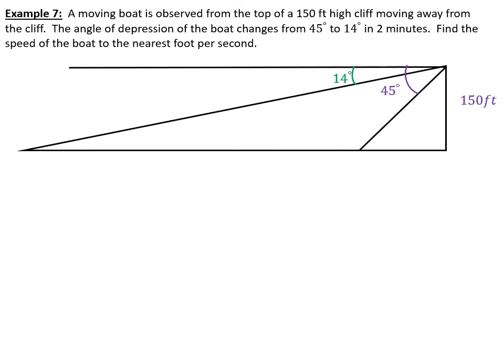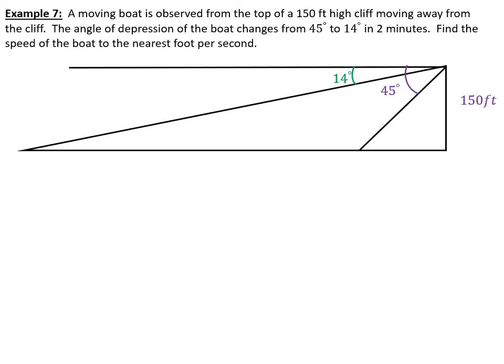Example 7, we've got a boat moving away from the cliff, starting from the top of a 150-foot cliff. The angle of depression of the boat changes from 45 degrees to 14 degrees in 2 minutes. Find the speed of the boat to the nearest foot per second. So we've basically got someone standing on top. We've got this representation here.